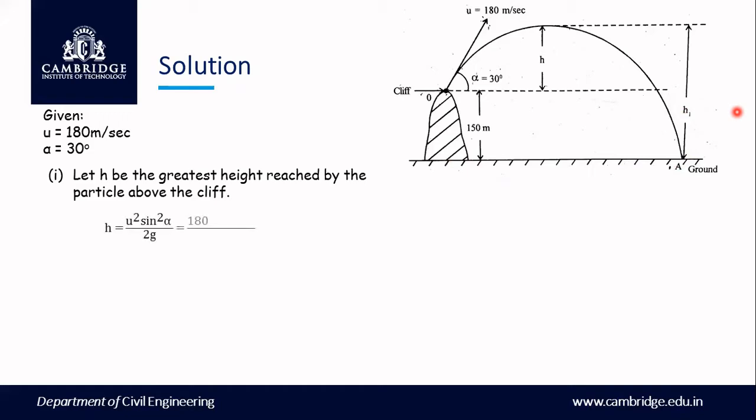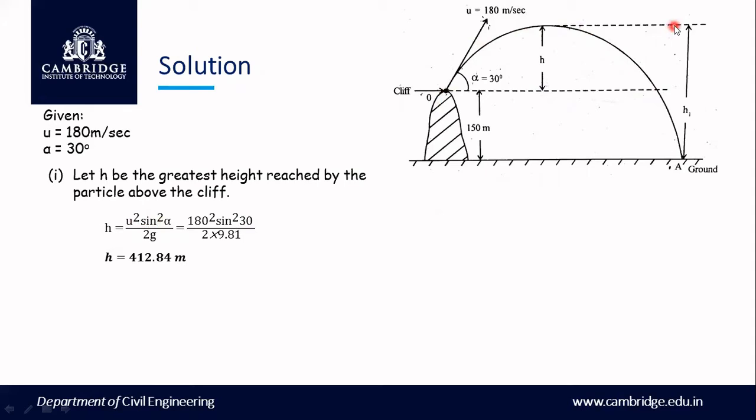So we know that for a normal projectile, h is equal to u square sine square alpha by 2g. We know u, alpha, substitute everything, you will get the maximum height reached by a normal projectile, because a normal projectile starts from one point and comes back to the same level. So for this, this height equation applies here. So we get h is equal to 412.84 meter.